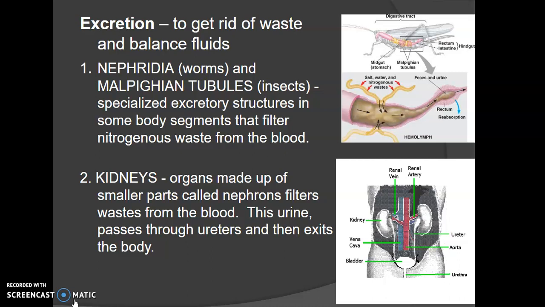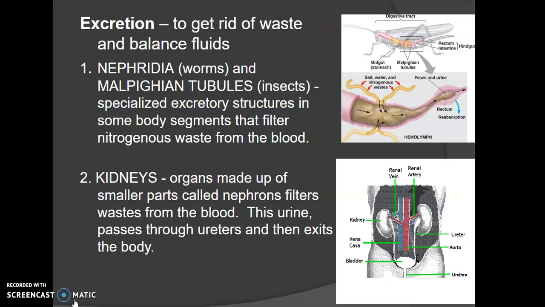Next, we have excretion. Excretion involves getting rid of waste, also balancing fluids. There are different methods of excretion in different animals. So first of all, some animals have nephridia, worms have this, and Malpighian tubules, insects have this, and these are shown in the first 2 pictures. These are specialized excretory structures in certain body segments that filter the nitrogenous waste from the blood. Nitrogenous waste is nitrogen-containing waste. That's urine for us, and also sweat for us.